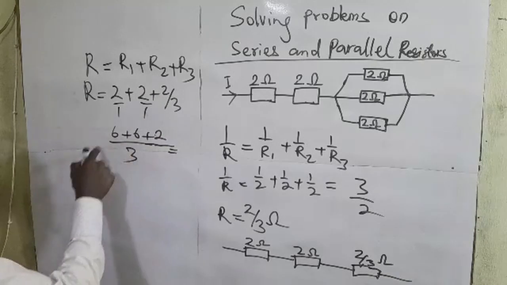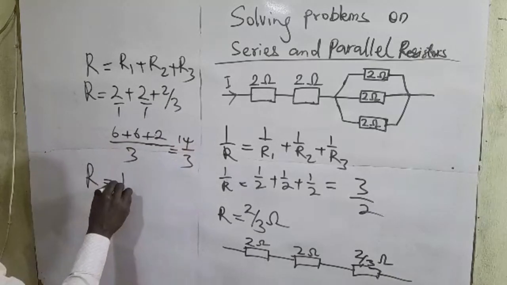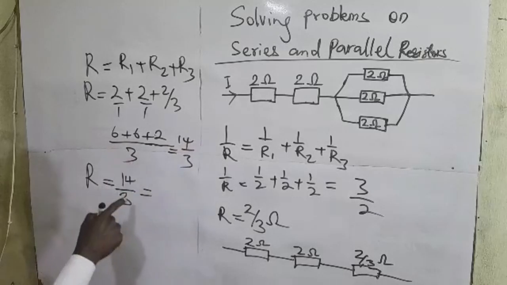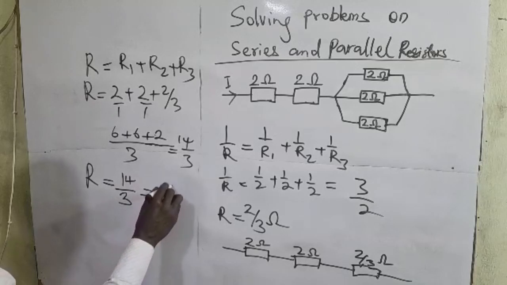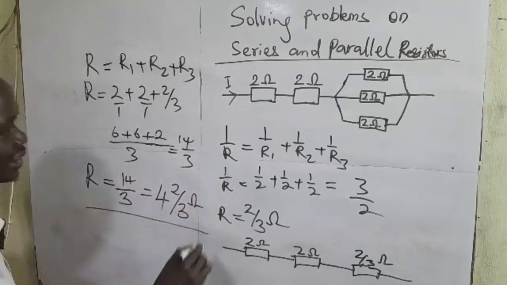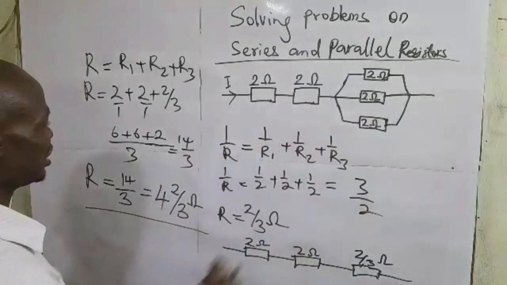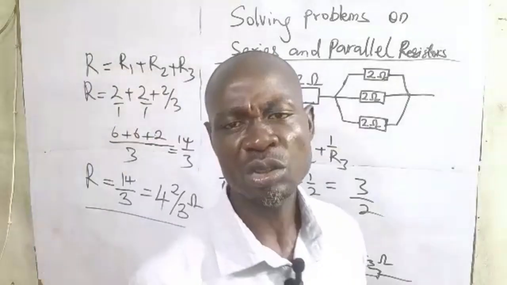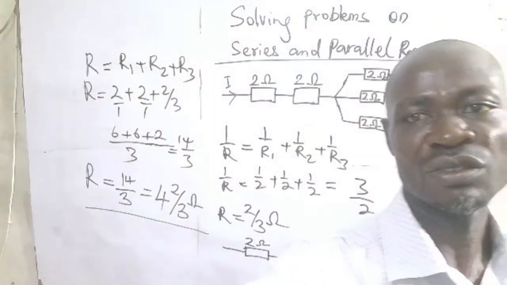So adding this totally, we have 12 here. We have 14 over 3. So that means that R is equal to 14 over 3. And 14 by 3 is 4 whole number 2 over 3 ohms. This is the overall resistance of the resistors when you combine them. So it's always very simple when you do all these things. Very simple.